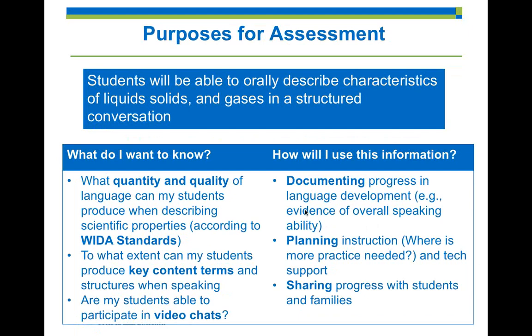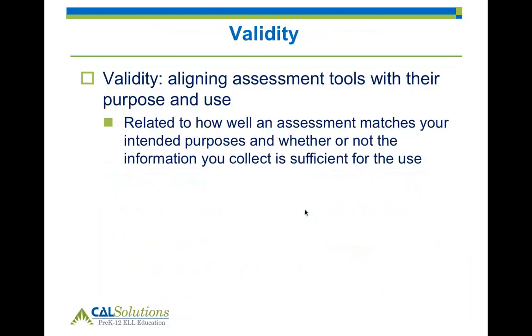So going through this kind of exercise of answering these questions when you are thinking about an objective can really help support moving on to validity, making sure that assessments are appropriate. Now, when we talk about validity, particularly in a formative sense, that's what we're really talking about. It's the alignment between the tools that you're using and the choices that you're making, whether that's a test, a portfolio, a self-assessment, and the purpose and use that you need them for. And it's related to how well the assessment matches intended purpose and use, and whether the information that you collect is sufficient for that. Okay?